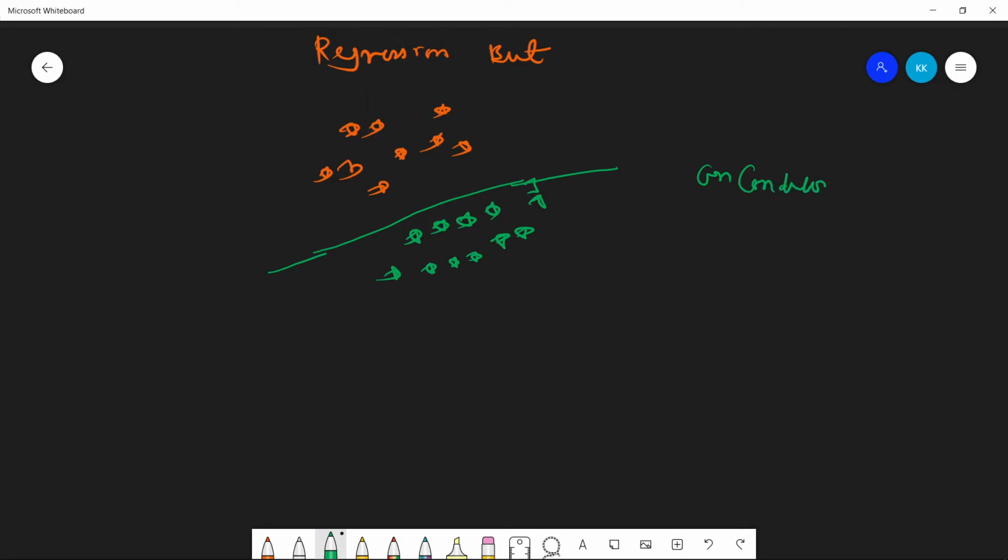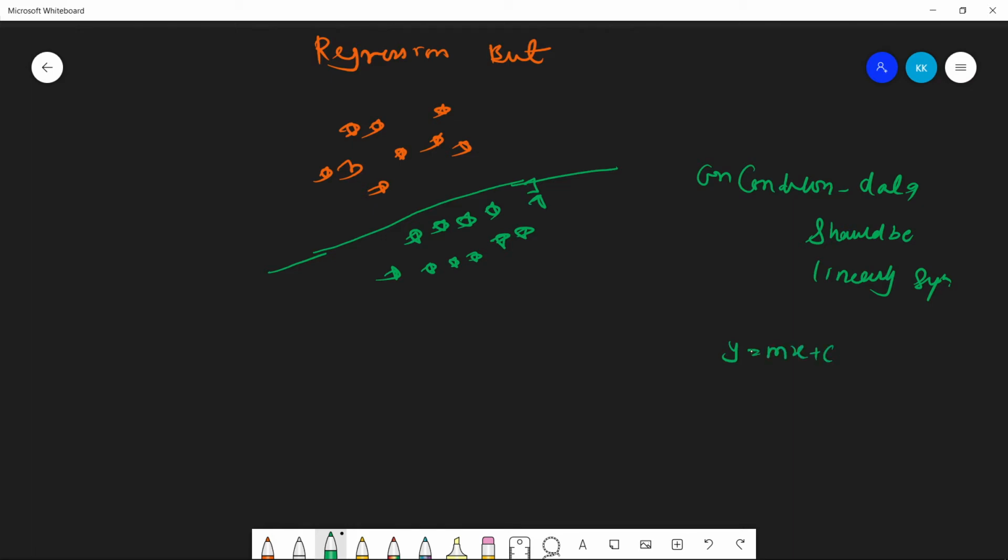So this is the basic condition: the data should be linearly separable. Let me write the condition: data should be linearly separable. If the data is in 2D, we can separate it by a line. So what is the equation of a line? The equation of a line is nothing but y equals mx plus c.